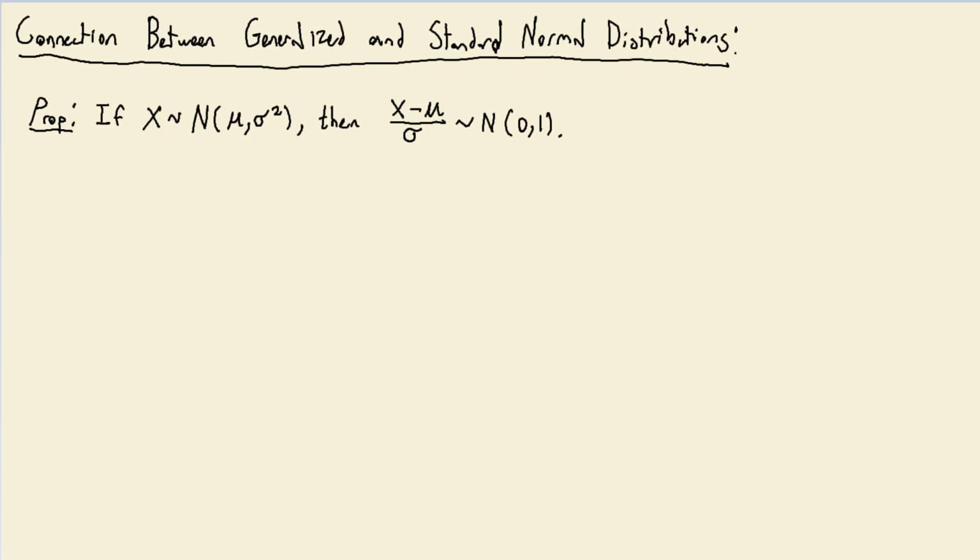Our goal in this video is going to be to show a connection between this generalized form of the normal distribution and this standard normal distribution. And so, in keeping with that, we have a proposition here. It says, if x is a normally distributed random variable with a mean of mu and a variance of sigma squared, then the claim here is that (x minus mu) over sigma is a normally distributed random variable with a mean of 0 and a variance of 1, otherwise known as the standard normal distribution.